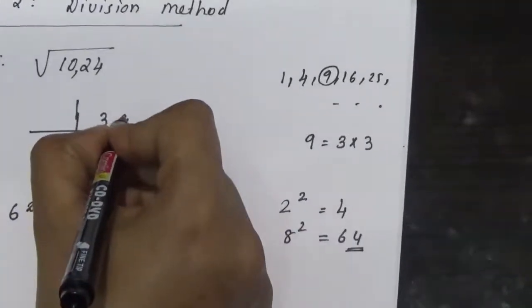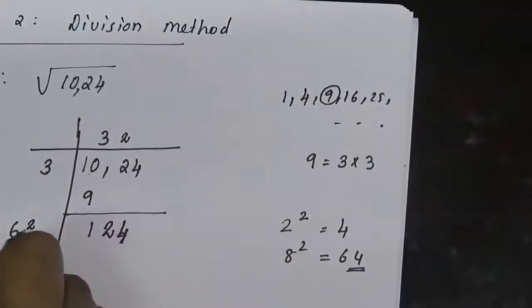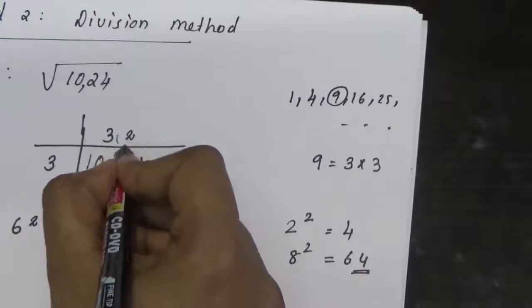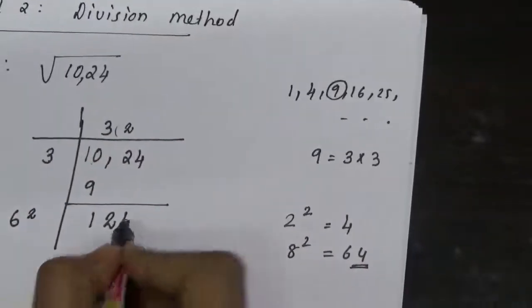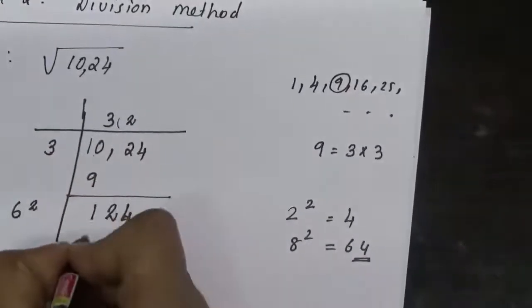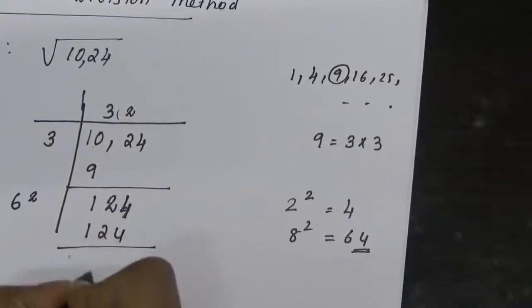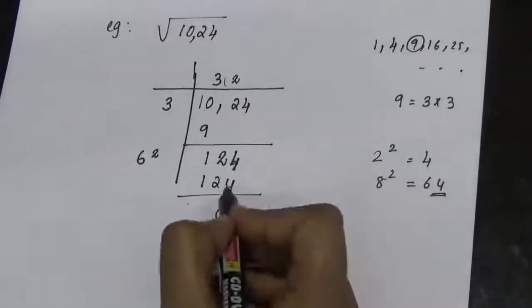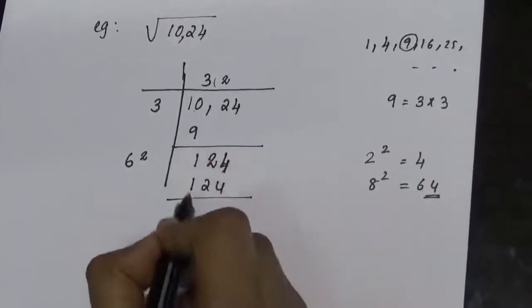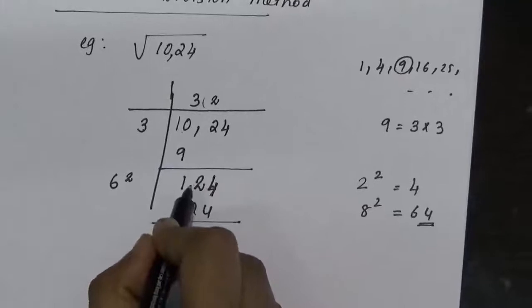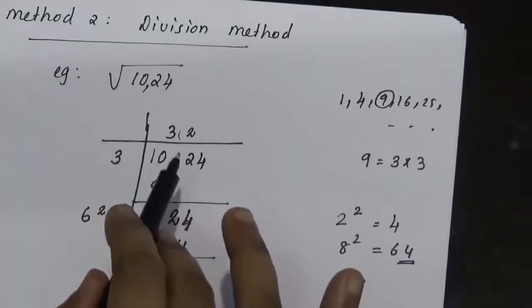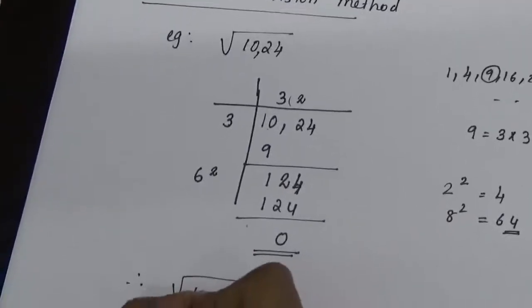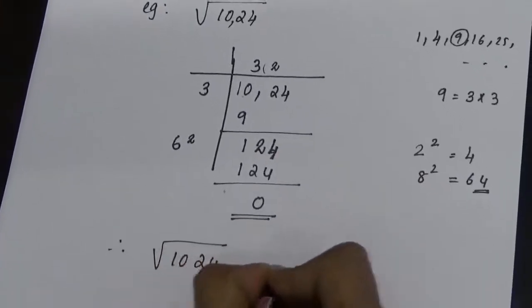Now you check whether you put 2. Check 62 into 2 is equal to 124. Yes. So 2 into 62 is 124. So we got the remainder 0. So we can stop here. Since all the digits are used and the last remainder is 0, the division as well as the extraction of the square root is completed. So we can write that the square root of 1024 is equal to 32.